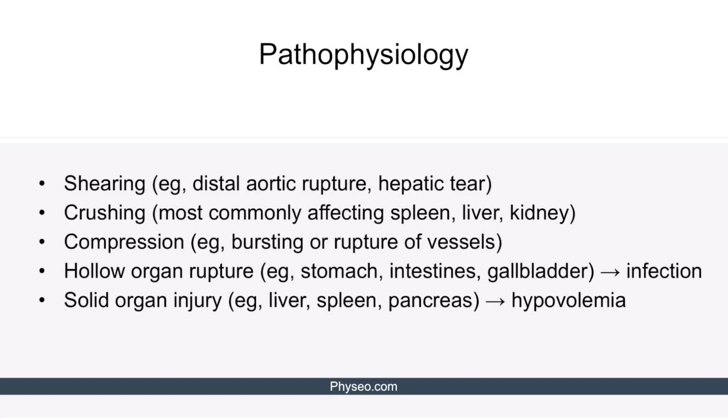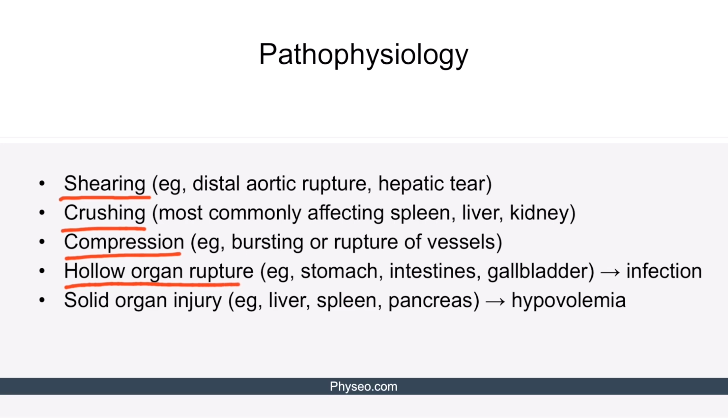There are several mechanisms of injury that result in blunt abdominal trauma. To start with, sudden deceleration applies a shearing force on the attached organ, leading to outcomes such as distal aortic rupture and hepatic tears. Next, direct application of blunt force results in crushing injuries, most commonly affecting the spleen, liver, and kidneys. Raised intraluminal pressure of vessels due to organ compression leads to bursting or rupture of those vessels.